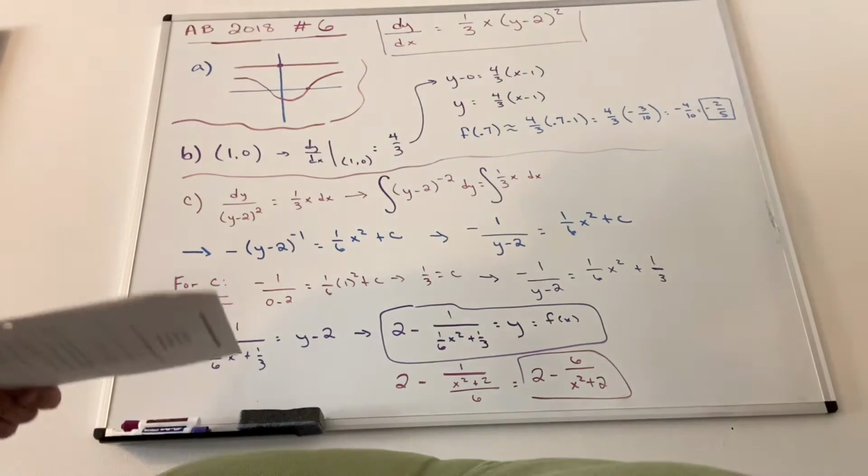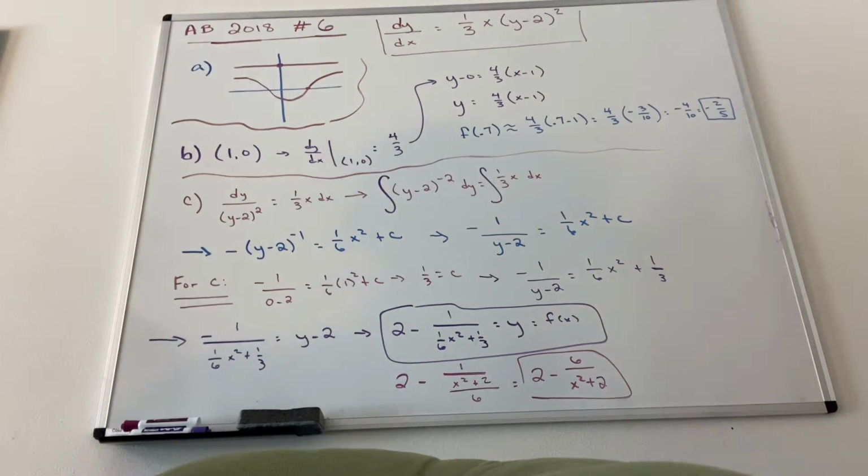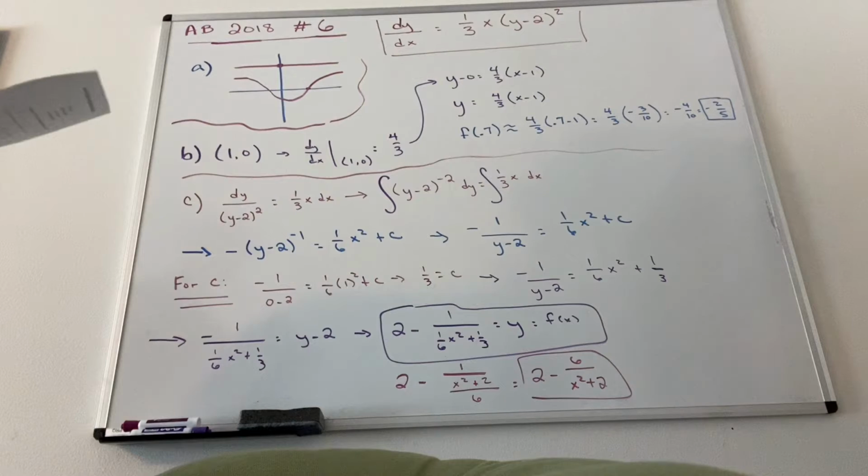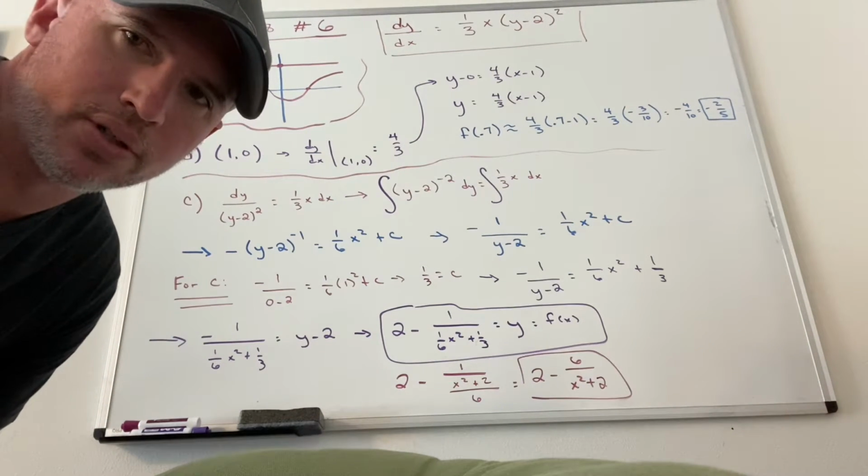All right, guys, this is question number 6 from the 2018 AB exam. In this one, you're given a differential equation, and there's a picture of a bunch of tick marks. That's a slope field. It says the slope field is given, sketch the solution curve that passes through the point (0, 2) and the one that passes through (1, 0). Those points are marked for you on the axes.